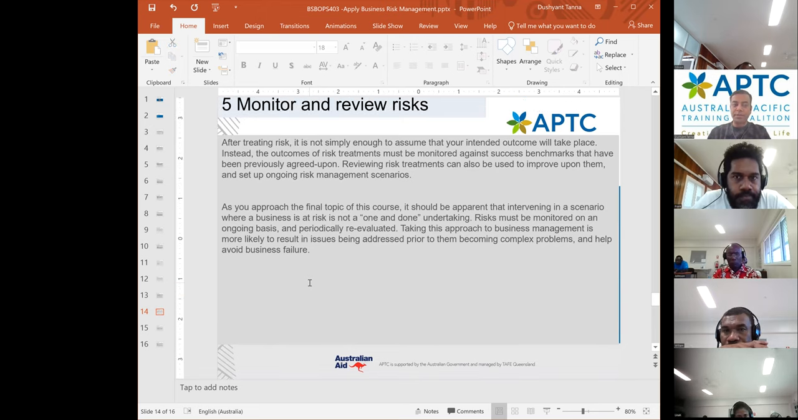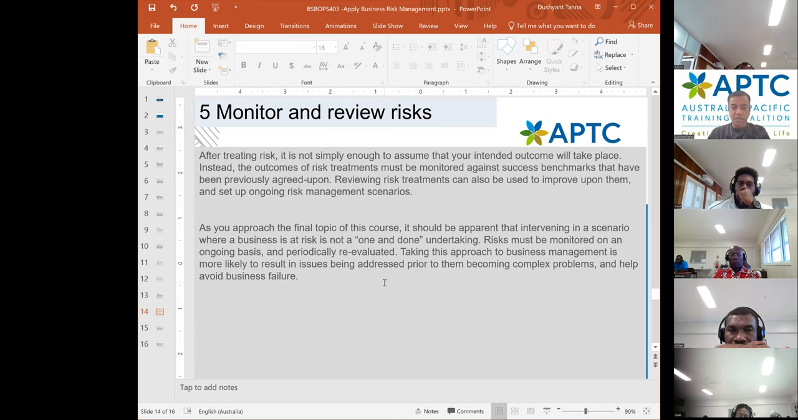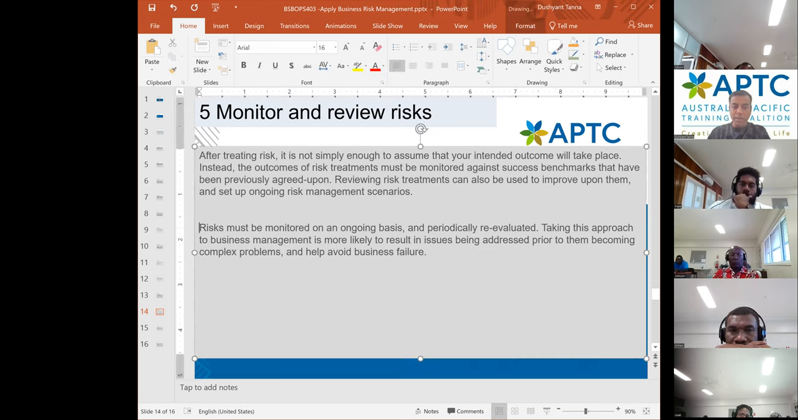Finally, monitor and review risk. After treating, it is not simply enough to assume that it will always be followed. Instead, the outcome of a risk treatment must be monitored against success benchmarks that have been previously agreed upon, reviewing them continuously. As you approach the final stage, it should be apparent that risk must be monitored on an ongoing basis. Depending on the severity of the risk, you have to monitor them daily, weekly, or once in a while.